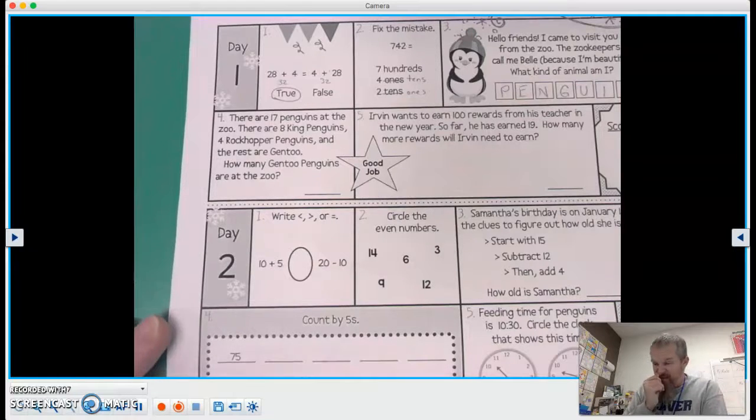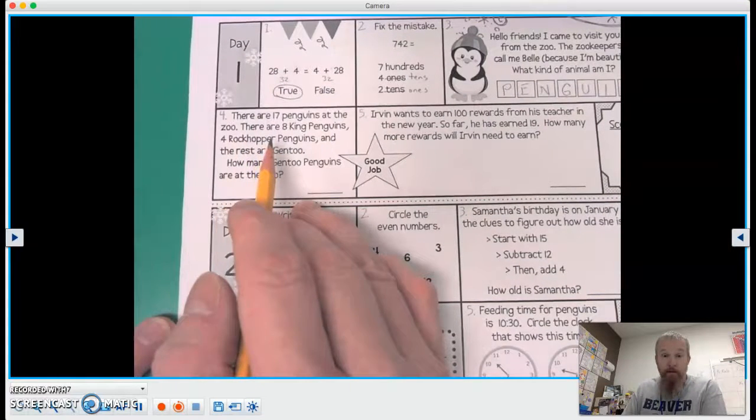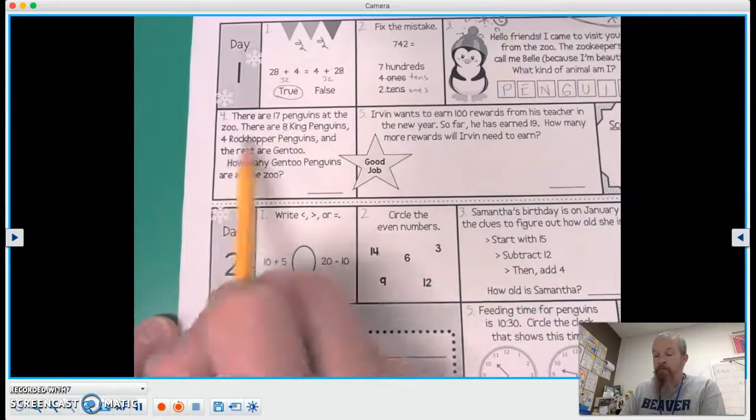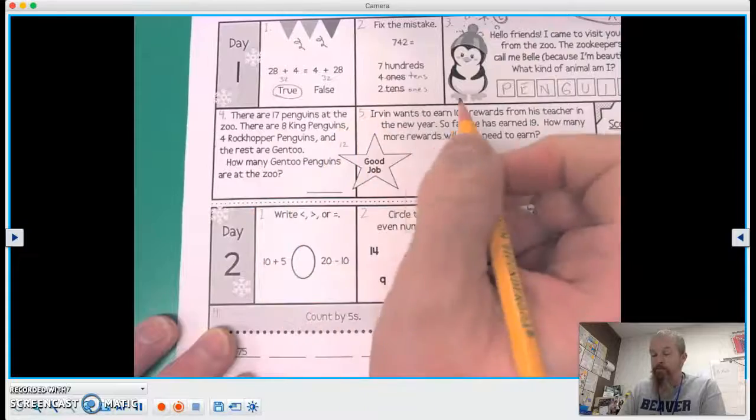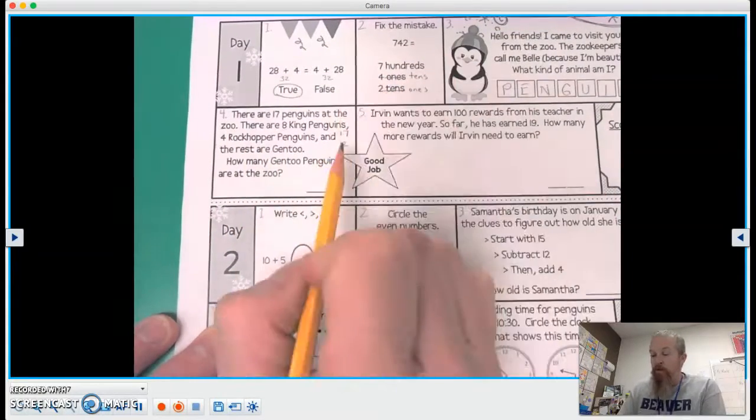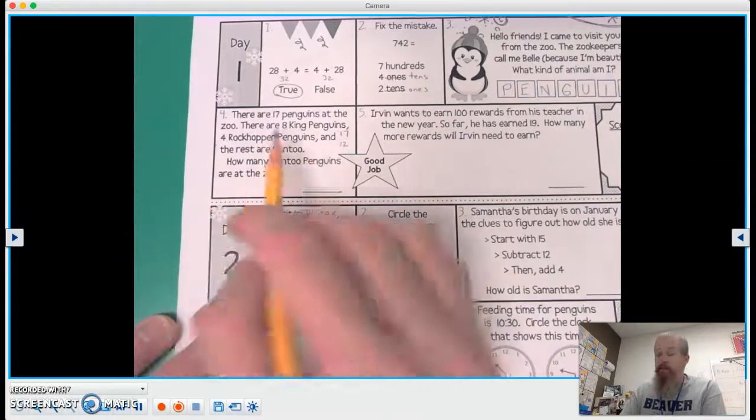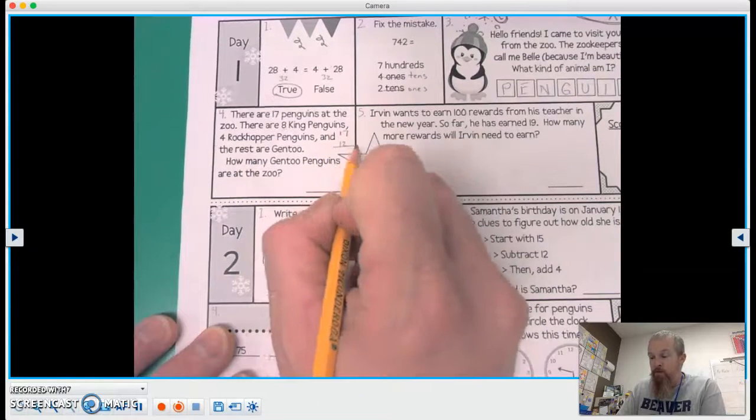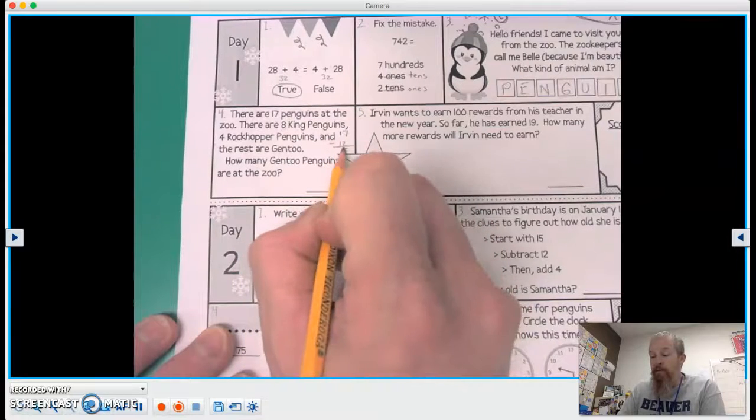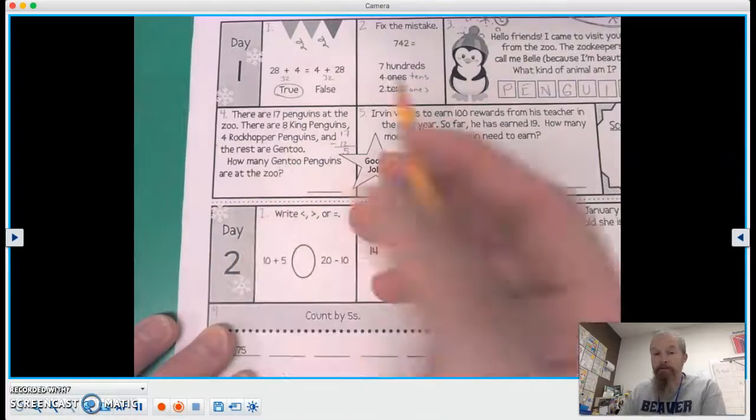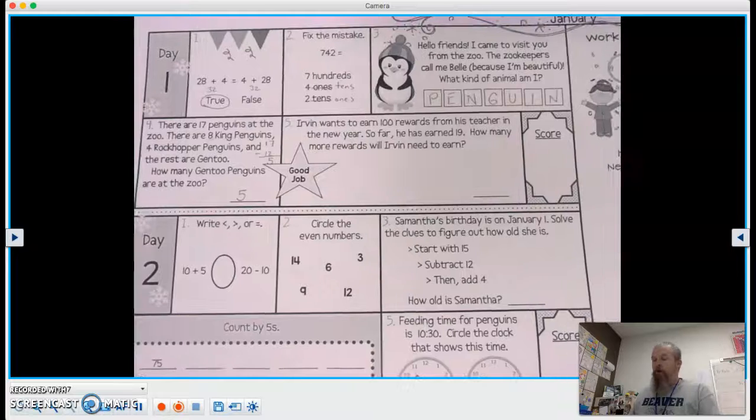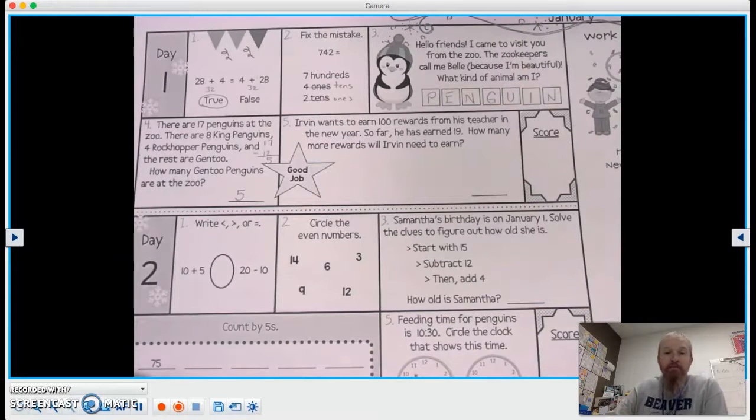All right, well, there's a total of 17. Okay. 8 king and 4 rockhopper. So 8 plus 4 equals 12. And there are 17 to start with. So if the 12 of them are these other kinds and the rest are these Gentoo penguins, then if we subtract 12 from 17, our answer is 5. How many of these kind of penguins are at the zoo? 5. Okay? Good job.